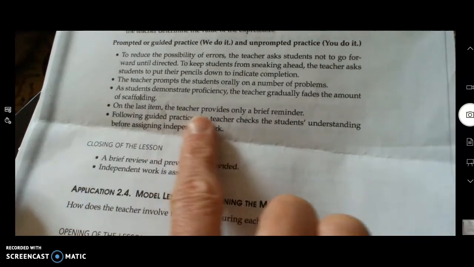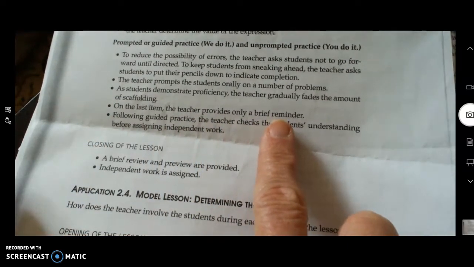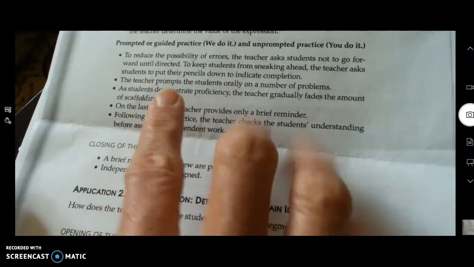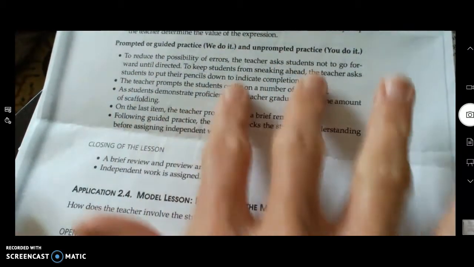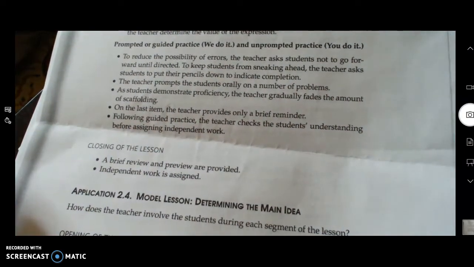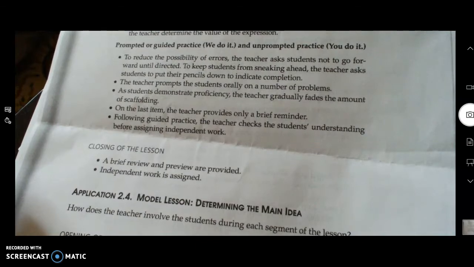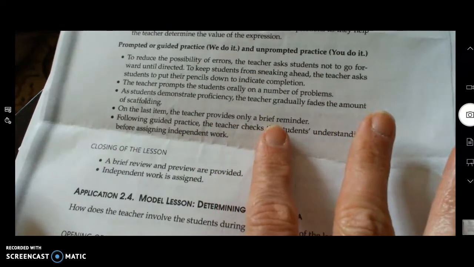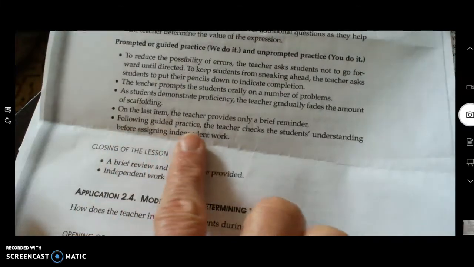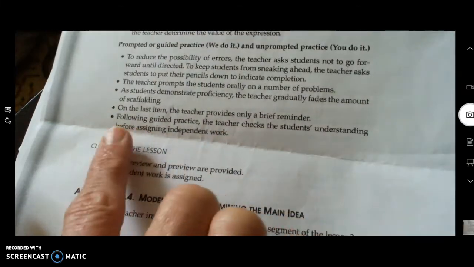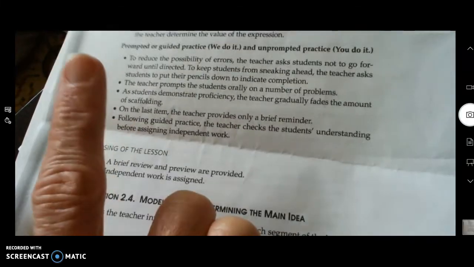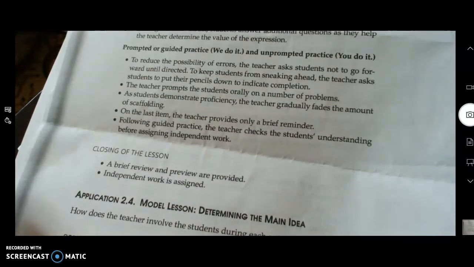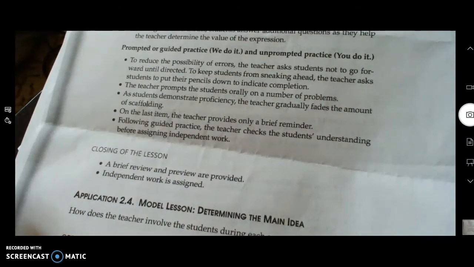Okay, on the last item, the teacher provides only a brief reminder, with the thinking being, by the time they get to the last item of this prompted and unprompted practice, they should be pretty comfortable. They should be okay with what they're doing by the time they get there. So that's why it's only a brief reminder. And then following guided practice, the teacher checks the student's understanding before assigning independent work. When does the teacher check the student's understanding?